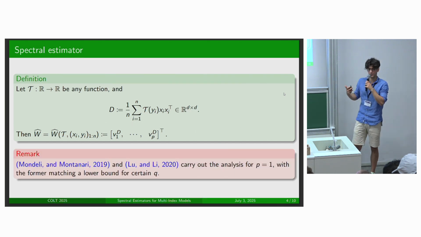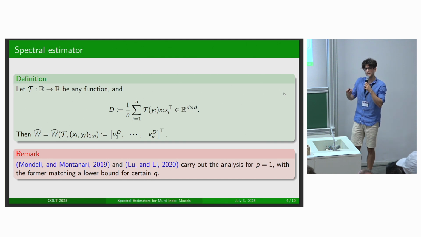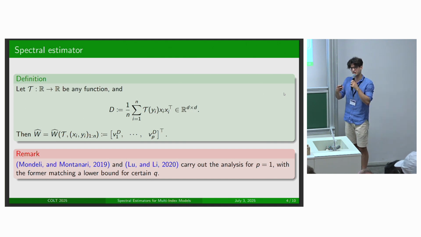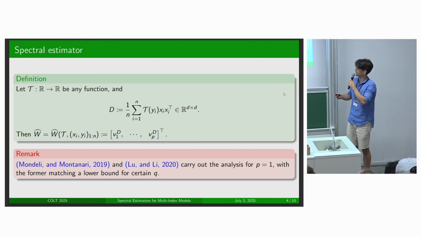Actually, spectral methods have already been considered in many other examples, but for single index models, so when p is equal to 1. And in this case, they were proven to match the information-theoretic lower bound in terms of the needed sample complexity for a certain link function Q. Okay.